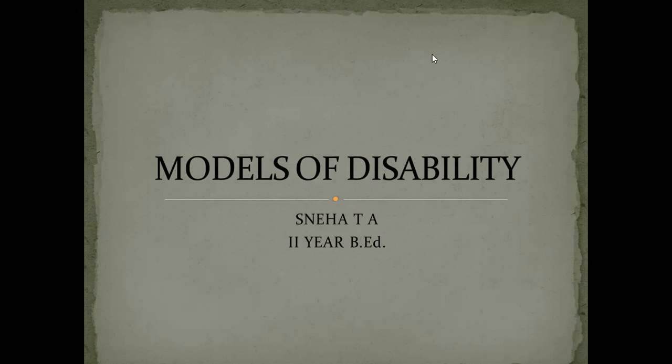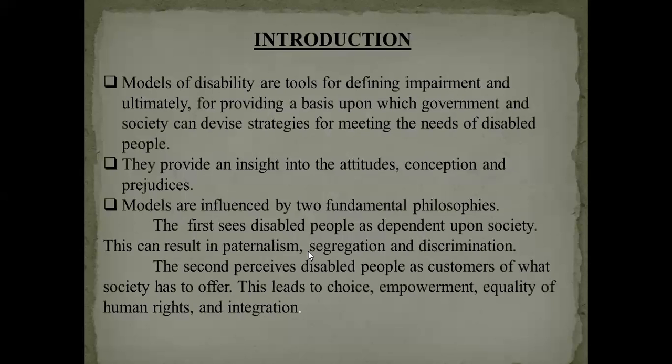Today, we will be discussing models of disability. So, what does models of disability mean? Models of disability are tools for defining impairment and ultimately for providing a basis upon which government and society can devise strategies for meeting the needs of disabled people. That is, we'll be making certain models on how the government has to function further.